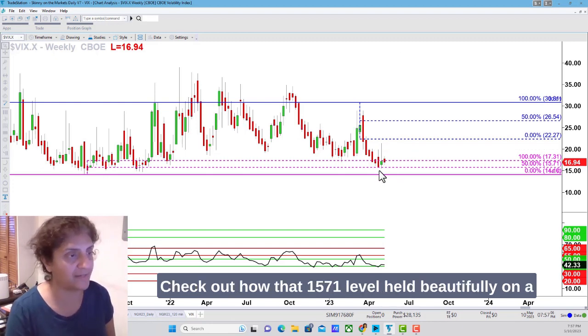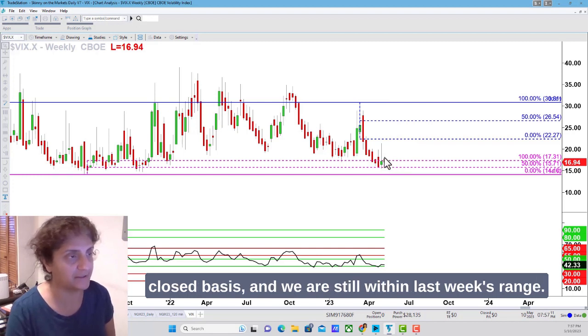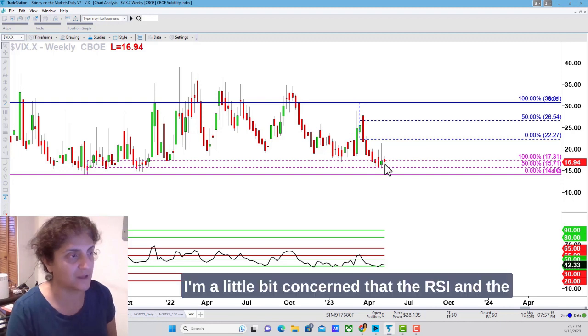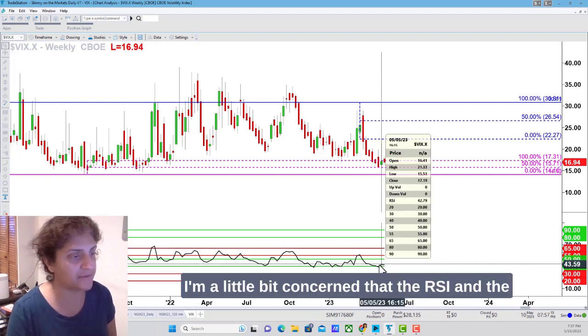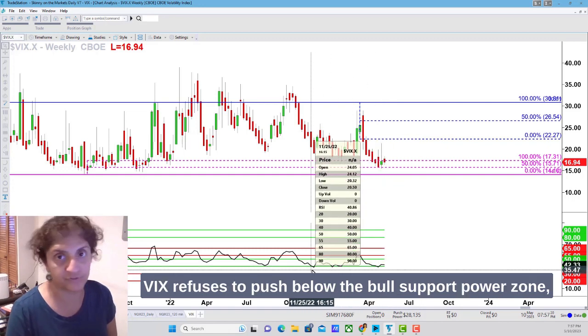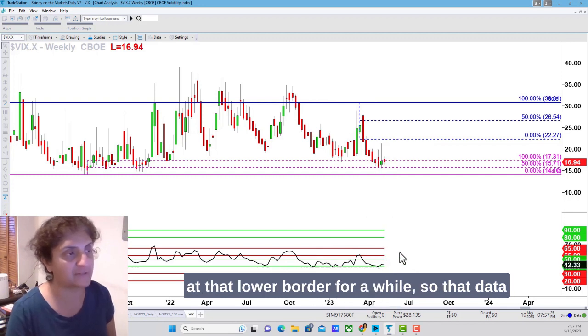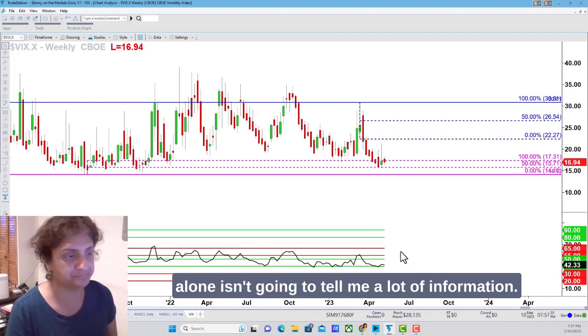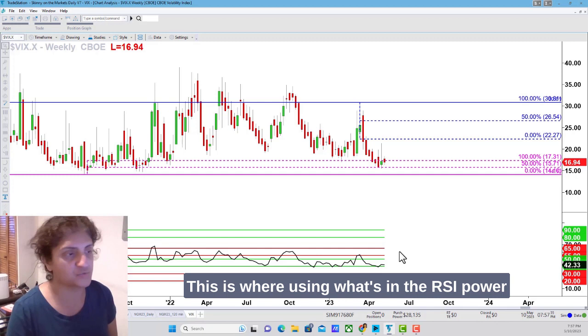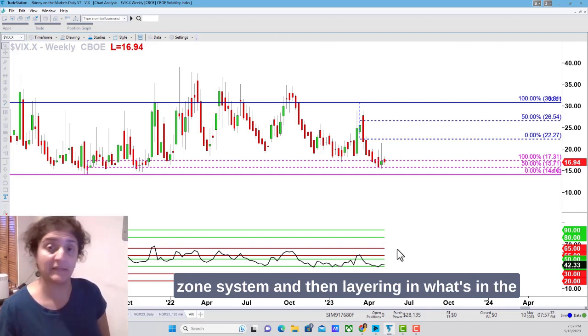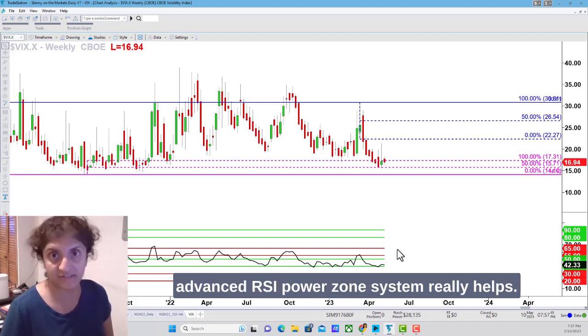Okay, wow, check out how that 1571 level held beautifully on a closed basis, and we are still within last week's range. I'm a little bit concerned that the RSI on the VIX refuses to push below the bull support power zone, but you can see it's been hanging out at that lower border for a while. So that data alone isn't going to tell me a lot of information. This is where using what's in the RSI power zone system and then layering in what's in the advanced RSI power zone system really helps.